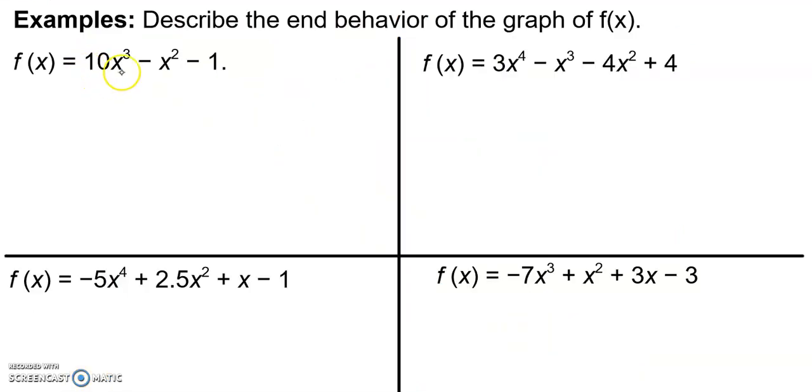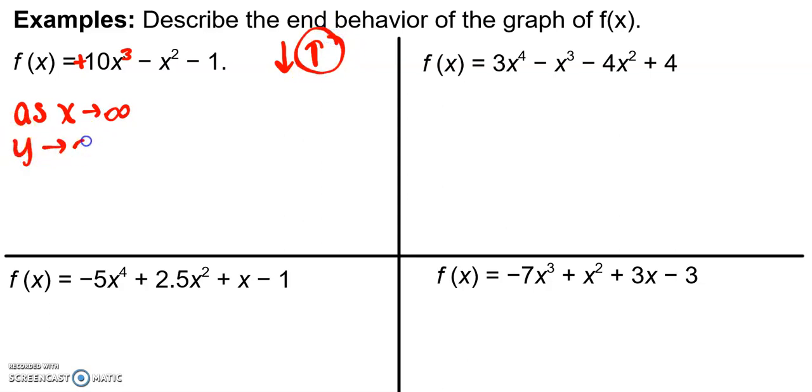Well, upon initial inspection, this is a positive odd degree polynomial. So my arrows from before would have looked like this. So I'm going to say as x goes to infinity, so as I read my right arrow, y also goes up to infinity. As x goes to negative infinity, my left arrow, my y is going down to negative infinity.